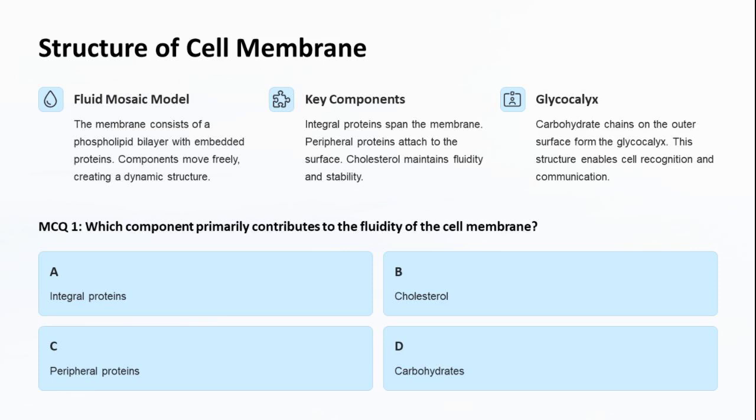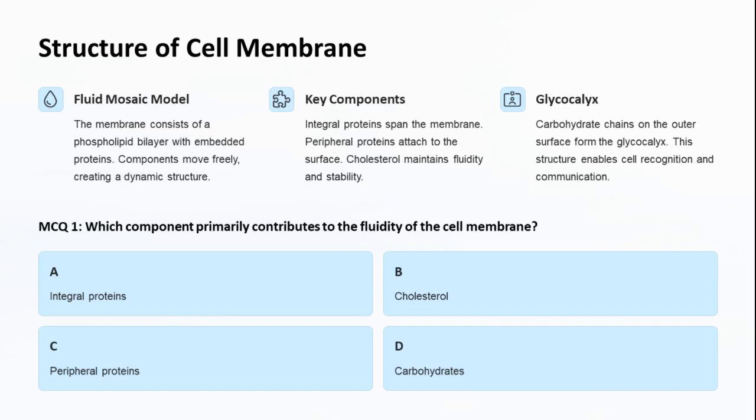The structure of the cell membrane is best explained by the fluid mosaic model. Think of it as a dynamic sea of phospholipids where proteins float like icebergs. This fluidity allows constant rearrangement and function, key for cellular survival. Here's what makes the membrane tick.